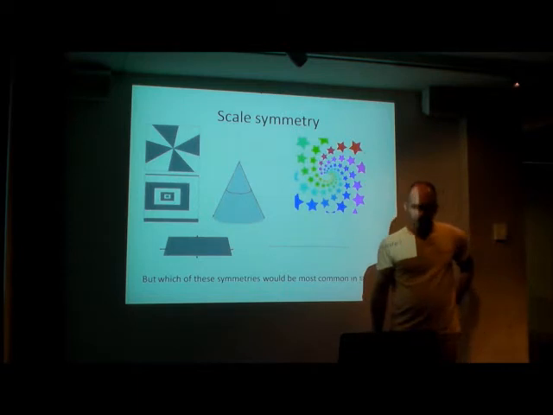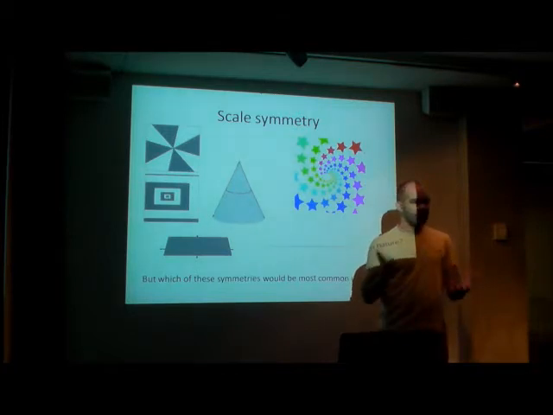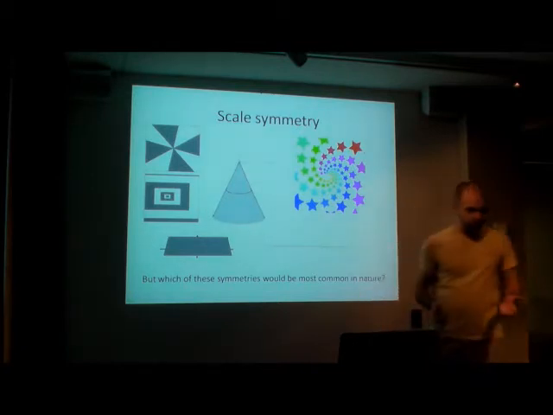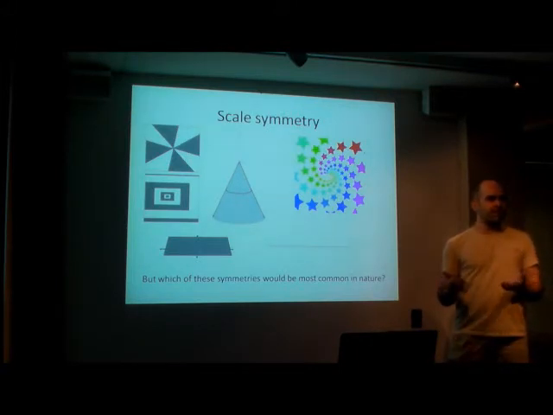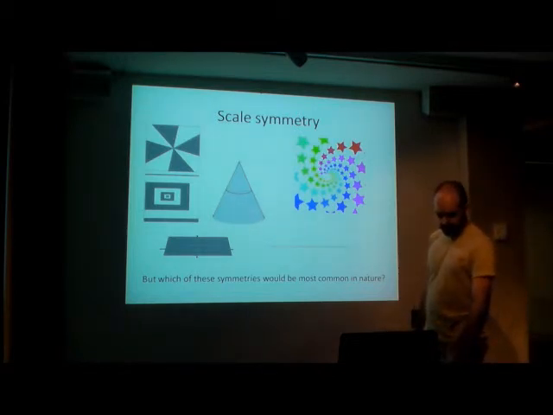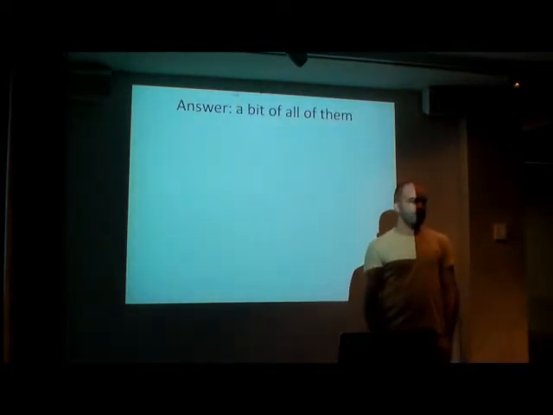Alright, so does that help in getting to the root of what the basic shapes available to us are? I guess the next question to answer is, which of those symmetries would we most likely see around us? And the answer's got to be a bit of all of them.